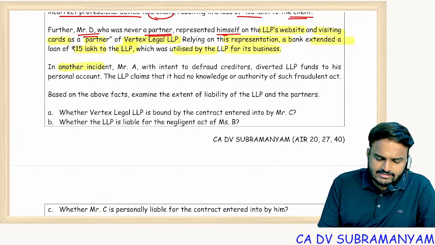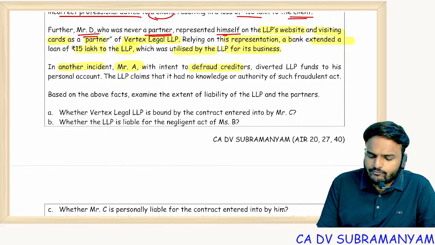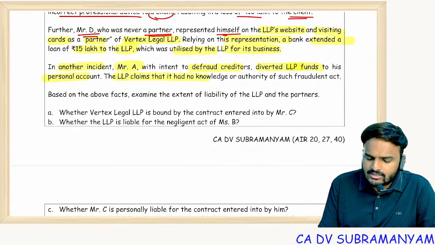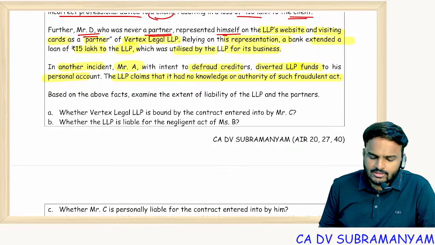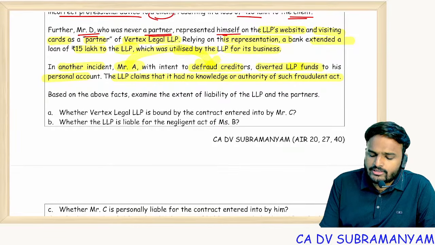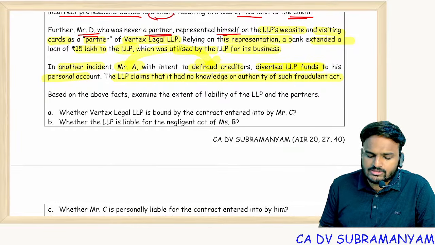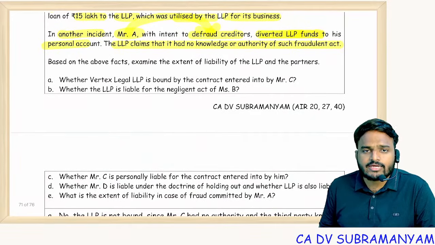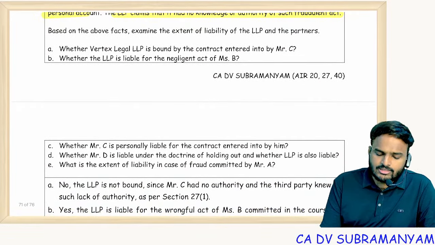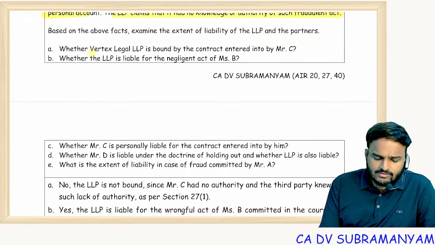In another incident, Mr. A, with intent to defraud creditors, diverted LLP funds to his personal account. LLP claims that it had no knowledge or authority of such fraudulent act. So A, to defraud creditors, diverted LLP funds. So in a fraud case, A will get unlimited liability. So based on the above facts, answer the following questions.